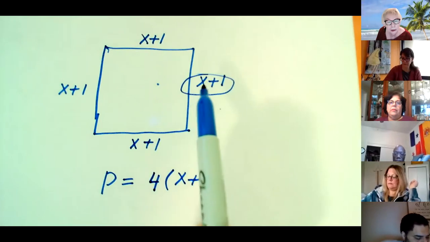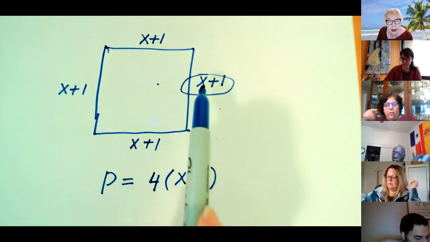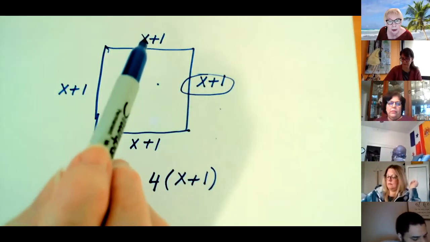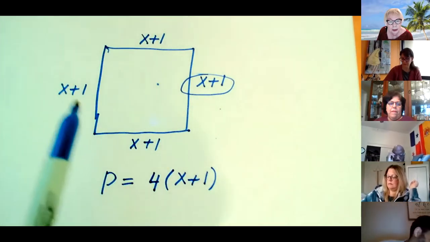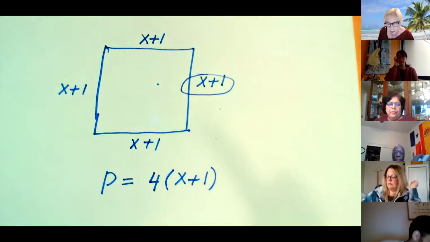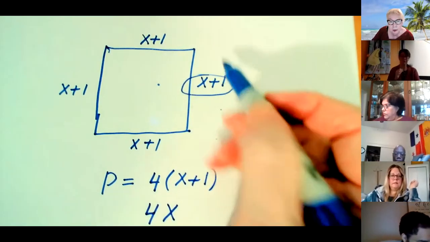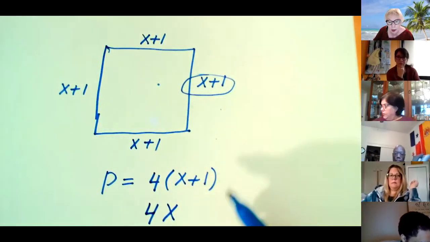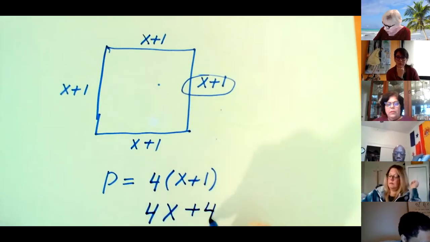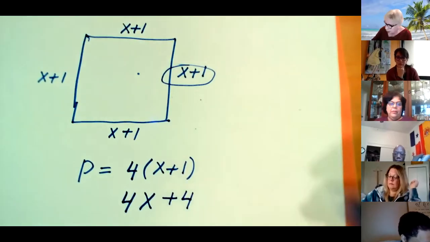Or if you had labeled all 4, you would have had how many X's? 1, 2, 3, 4 X's. You would have had 4X, and then you'd have had +1, +1, +1, +1, +4. So there were 2 ways to do it.